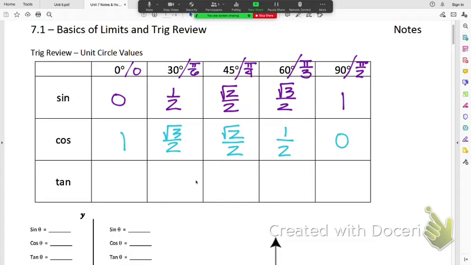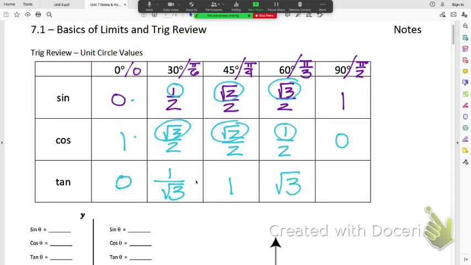Okay, so I'm going to do 0 divided by 1. 0. Okay. 1 divided by root 3. 1 over square root of 3. Root 2 divided by root 2. 1. Root 3 divided by 1. Root 3. 1 divided by 0. Undefined. Good.